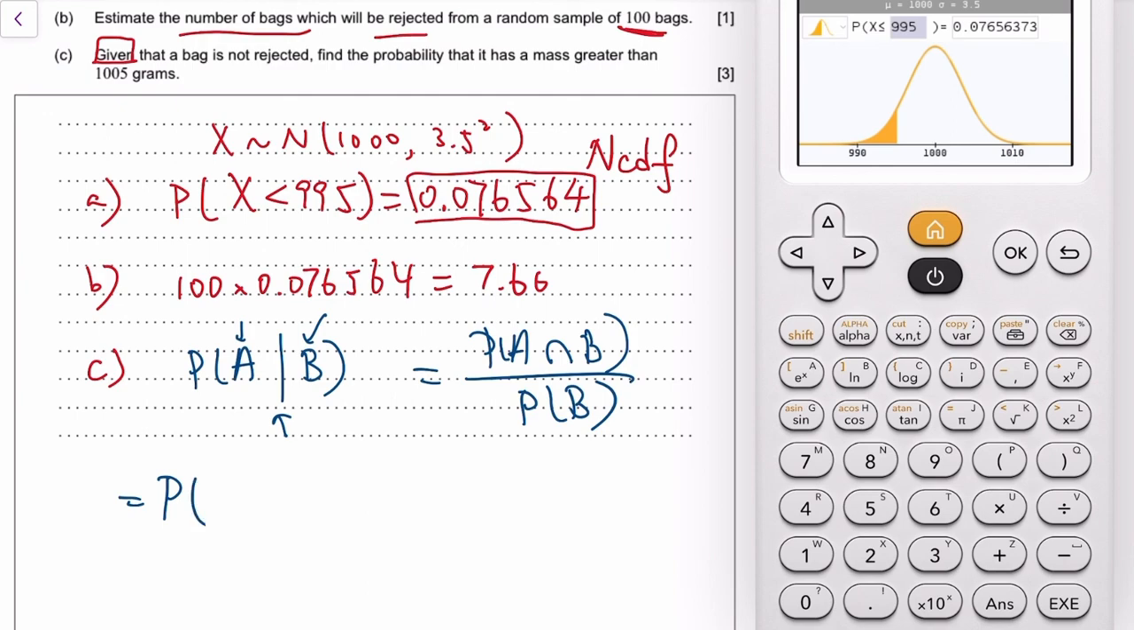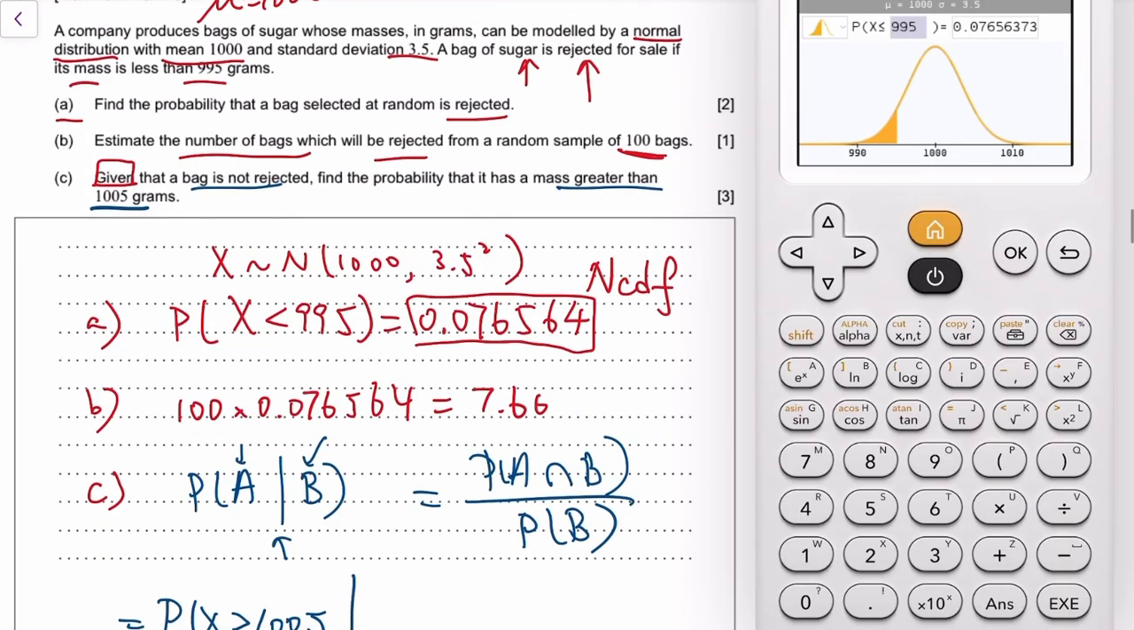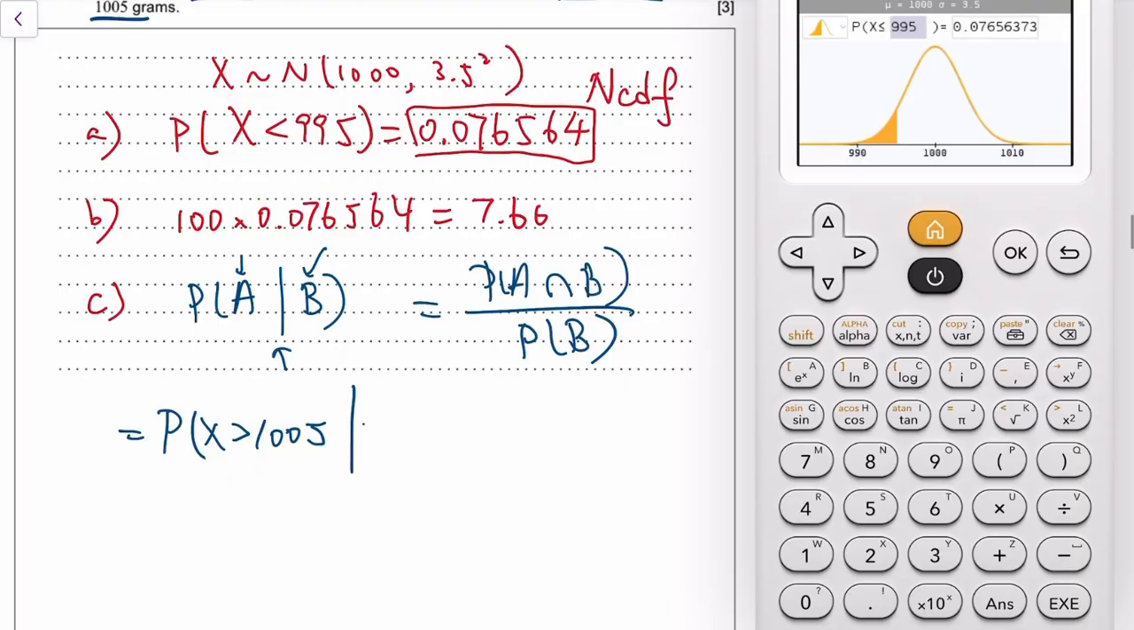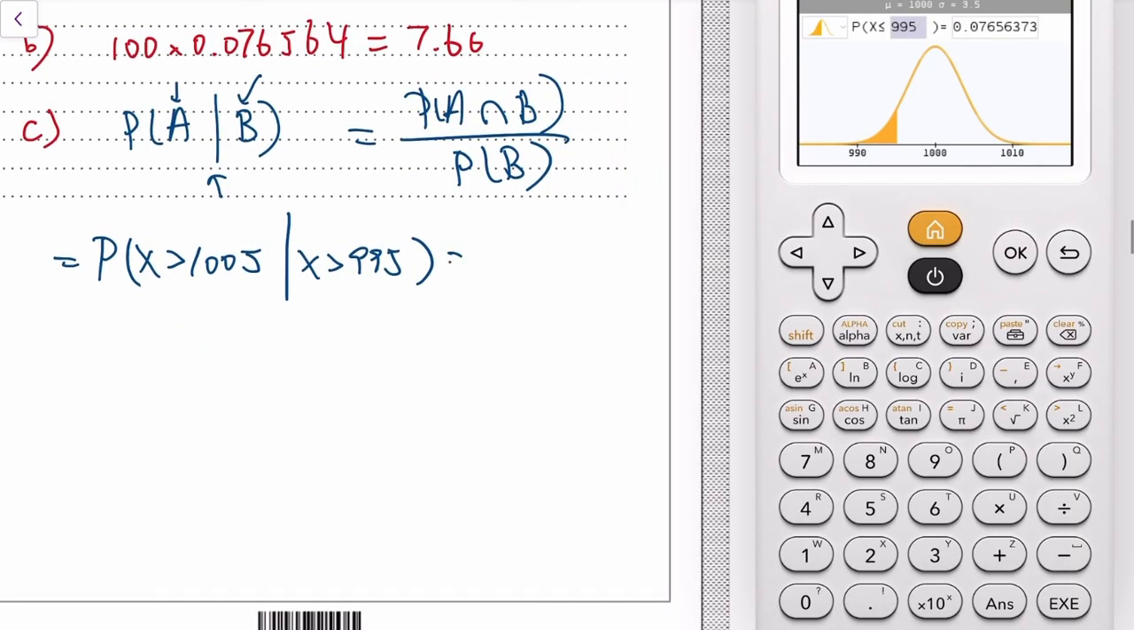So A, what do they want? They want that the mass is greater than 1005. The given thing is that the bag is not rejected. To be rejected, it would be less than 995. So if it's not rejected, then it's bigger than 995. Then according to the formula, we have A intersect B over the given thing. Remember, the B is the given thing.